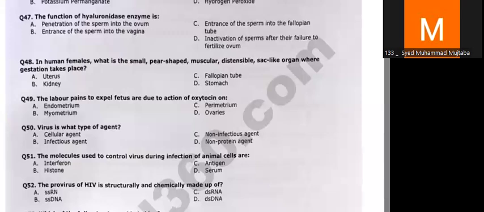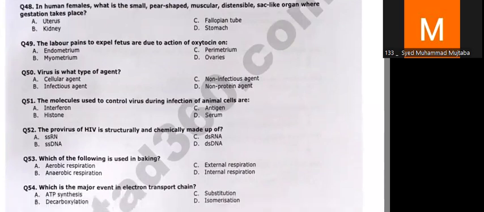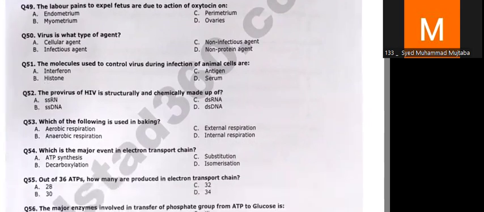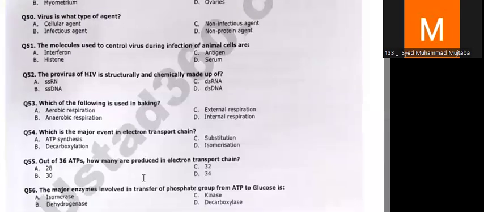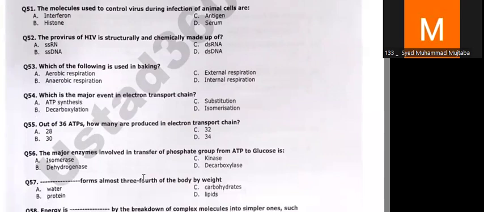Now, in baking, we know that anaerobic respiration is involved because microorganisms are used, and in the process, ethanol is also released. Now, in question 54, the major event is ATP synthesis in the electron transport chain. In question number 55, you just have to remember the number of ATP molecules made in the electron transport chain, and they amount to 28. Now, the major enzyme involved in transfer of phosphate from ATP to glucose is dehydrogenase.